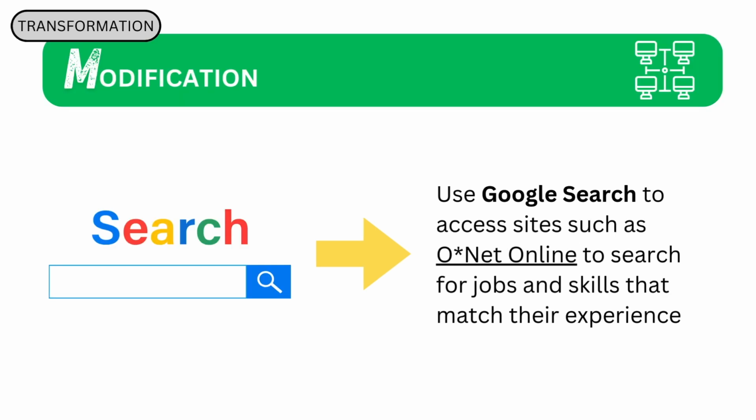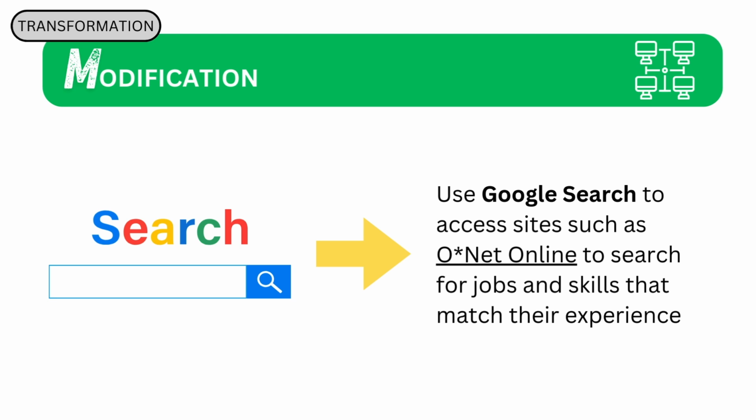The third level of the SAMR model is modification. At this level, technology allows us to significantly redesign tasks, transforming the way students interact with the content. For example, instead of simply writing down potential career ideas, students can use Google search to access websites like O*NET Online to research jobs, required skills, and potential career paths that align with their experience.